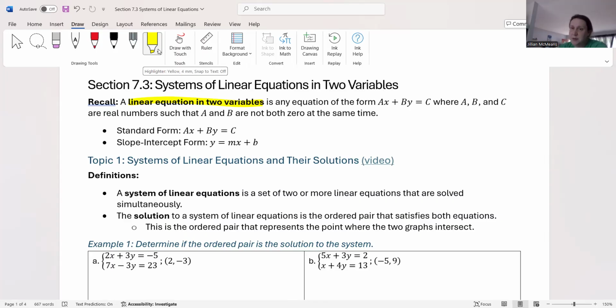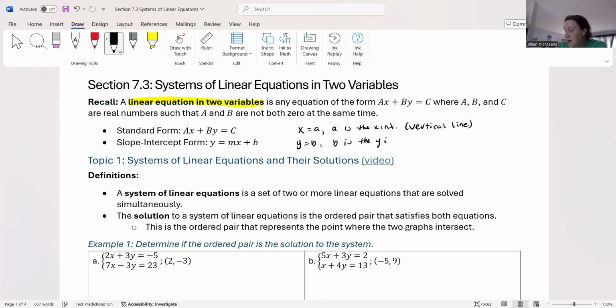And I didn't list it, but I probably should have. We also talked about two other forms. We talked about x equals a, where a is the x-intercept. This was a vertical line. And then we talked about y equals b, where b is the y-intercept. This is a horizontal line.